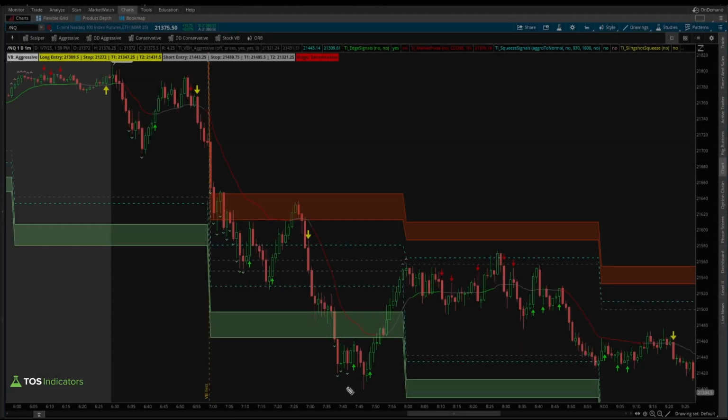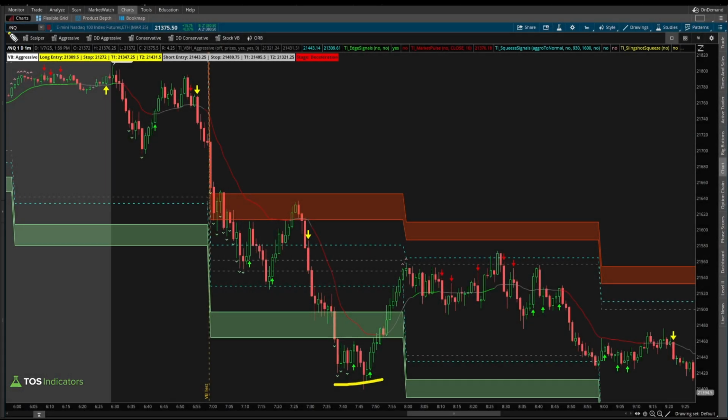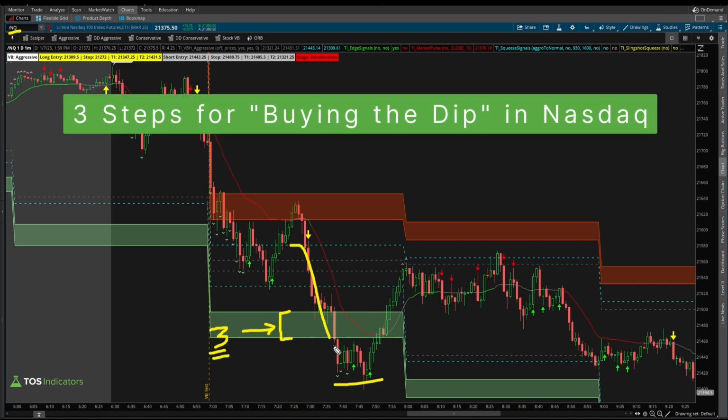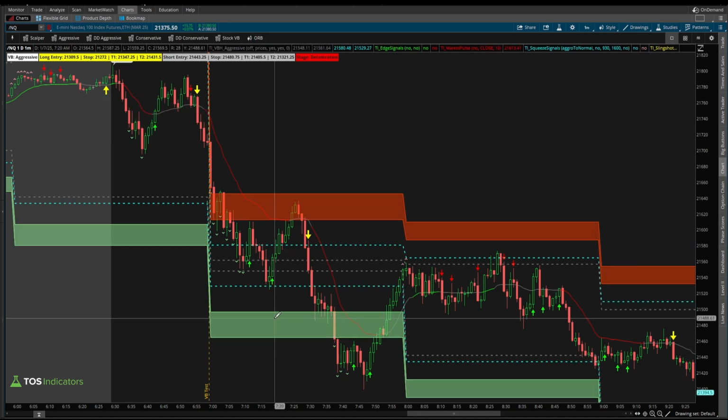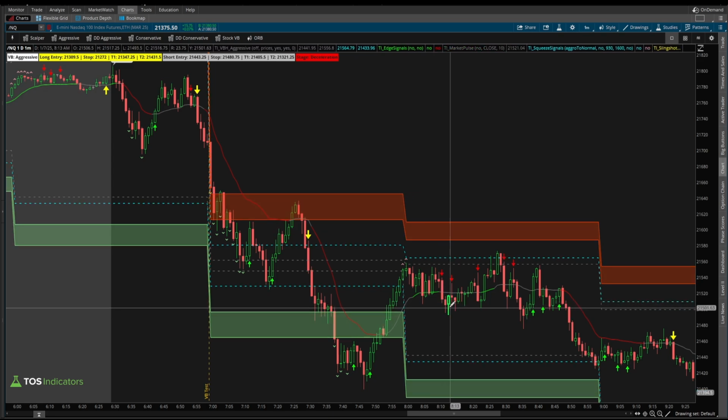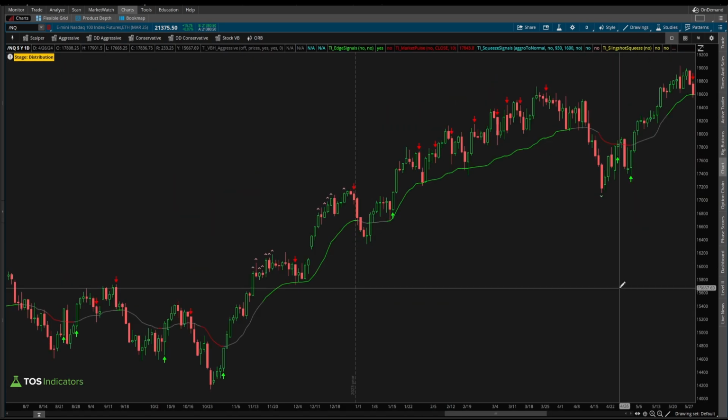Whether you trade futures, stocks, or options, the Nasdaq is likely a market you trade. In today's video, I'll show you how, using our futures volatility box models, there's 3 simple things that you can look for when trying to buy the dip in Nasdaq. These 3 simple things I think are intuitive, but each has its own component involved with what information it provides.